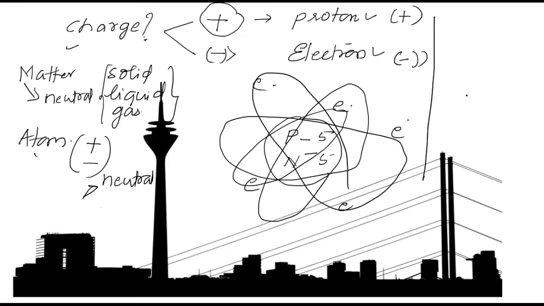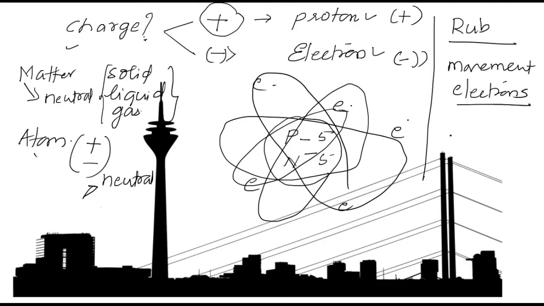But when we rub matter or materials against each other, we find there will be movement of electrons, or charges, you can say. Better to say charges. So when a particular charge moves from one end to another, when the electron moves from one end to another, then the matter will no more be neutral, right?